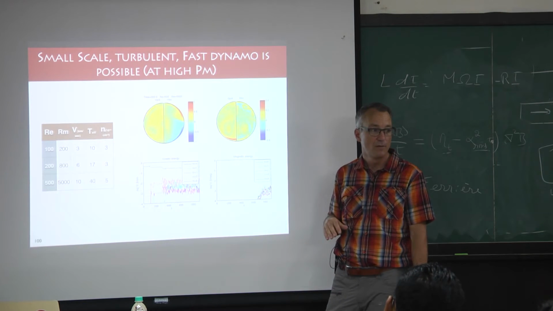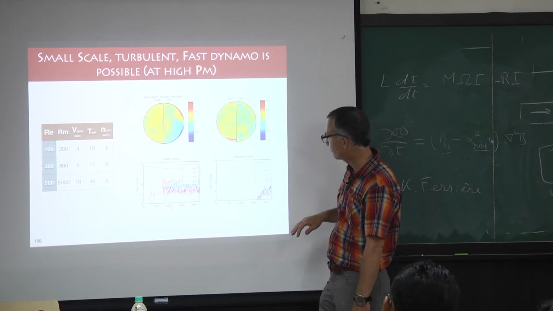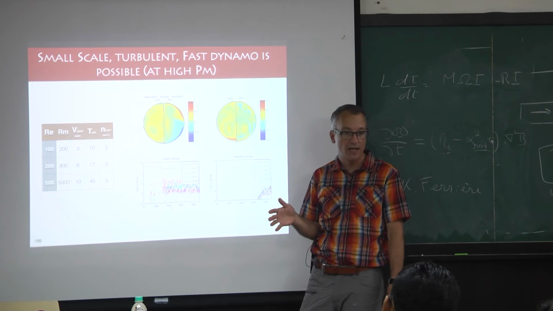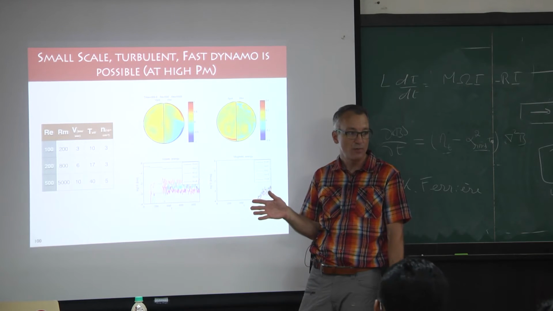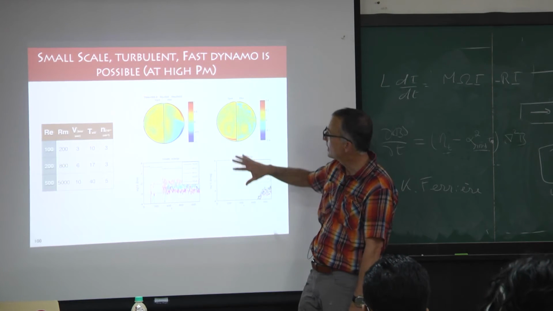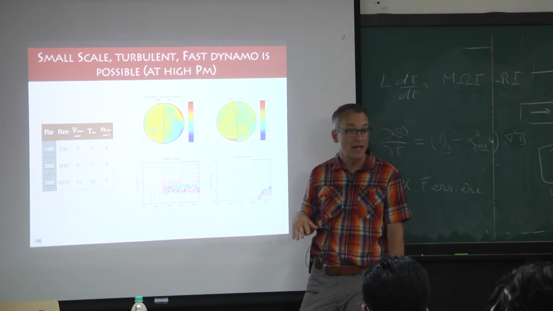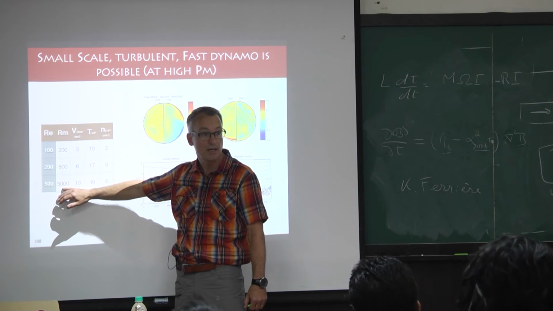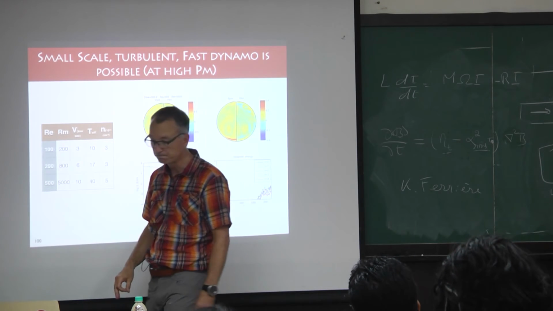Okay? So in this case, it has very different characteristics than the large-scale laminar dynamo that I showed you. But this is another direction that plasmas can take us, and we can go in that direction because the magnetic Reynolds numbers can be enormous. Okay?